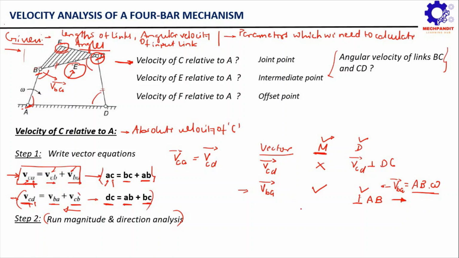Now let's quickly move to this VCB vector. Let's check whether the VCB vector is known in magnitude or direction. You can again say that the VCB vector, that is the velocity of point C relative to B, is not known in magnitude. Now let's check the direction. In partial sense it is known to us that the VCB vector will be perpendicular to BC. But again we don't know whether the VCB vector will point towards up direction or down direction. This thing is still not known to us, but partially we know that the VCB vector will be perpendicular to BC.